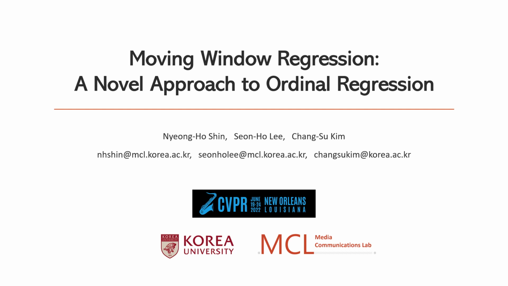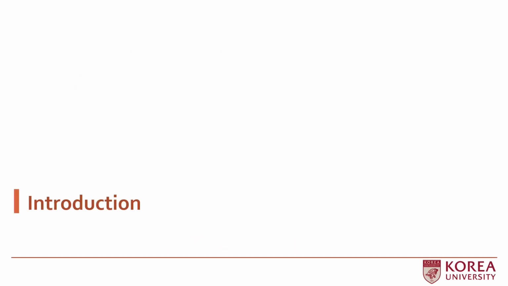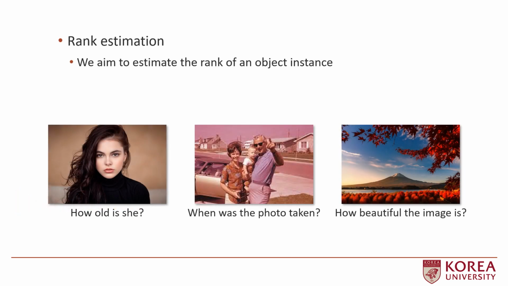I'm here to present our work, moving window regression, a novel approach to ordinal regression. In our work, we aim to estimate the rank of an object instance precisely. For example, we predict the age, shooting decade, or aesthetic score of an instance.